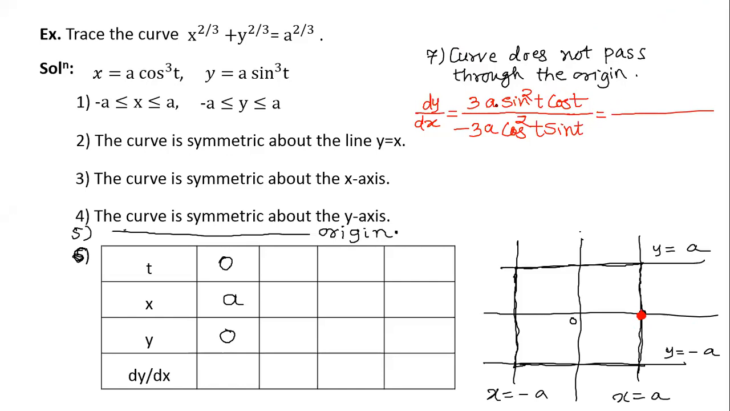So what is remaining? 3a sin t cos t cancels. So sin t is remaining in numerator and minus cos of t in denominator. Now put t equal to 0, dy by dx will be minus sin 0 upon cos 0. It will be 0.